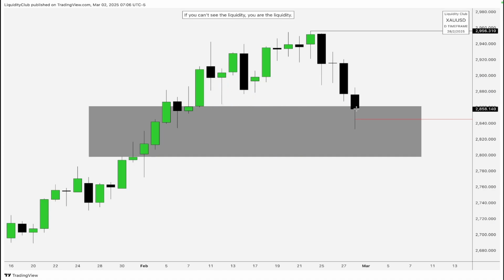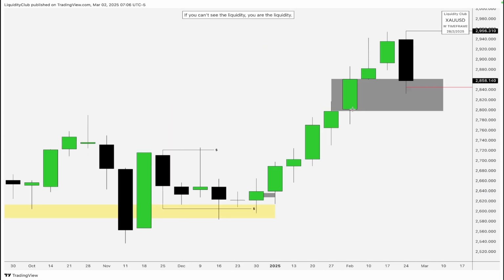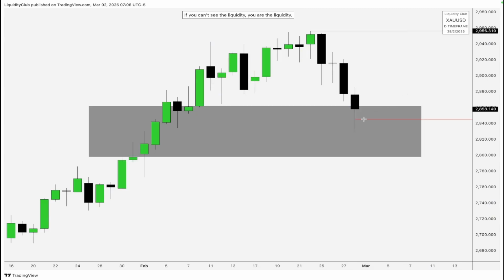So from here, we're looking at this middle point of this discount wick. So if price pretty much respects it, not going into next week, we can see price treated as a springboard that can push price to the upside to the extended range liquidity right there. So that's gonna be pretty much it for gold.